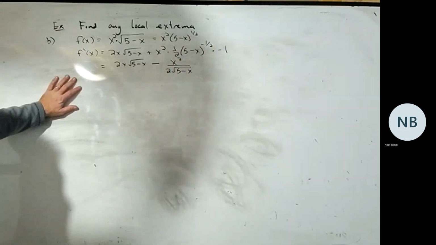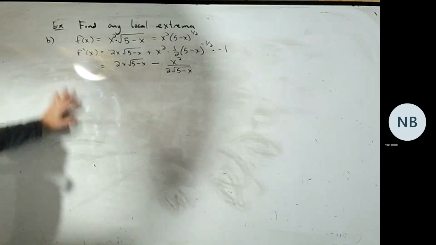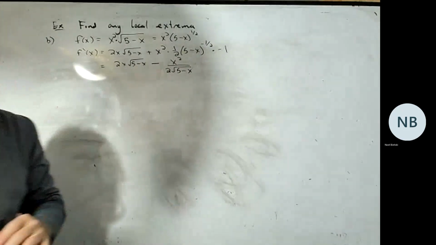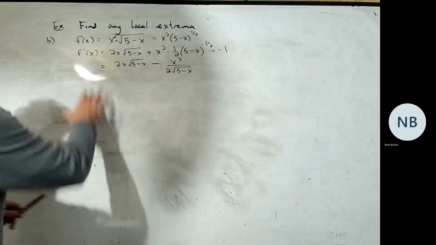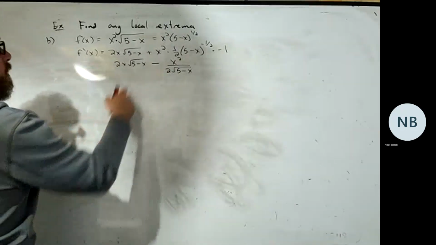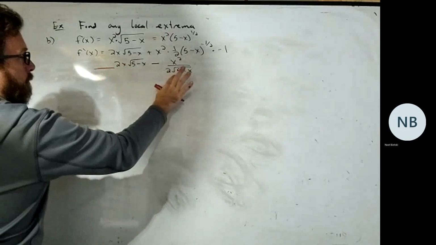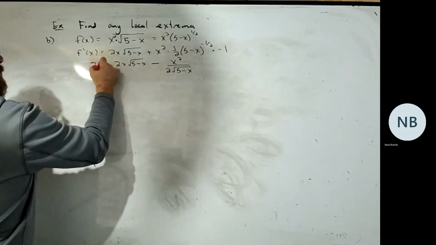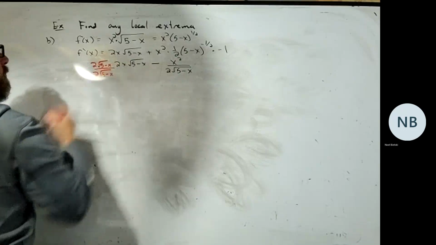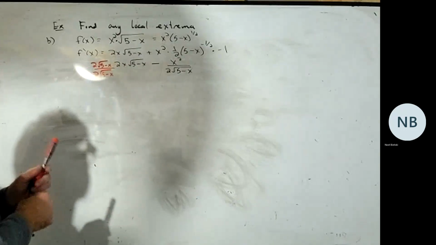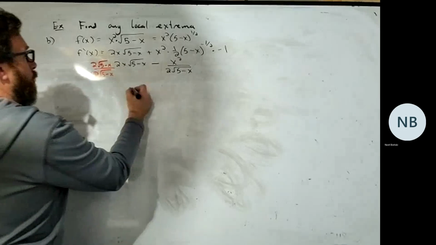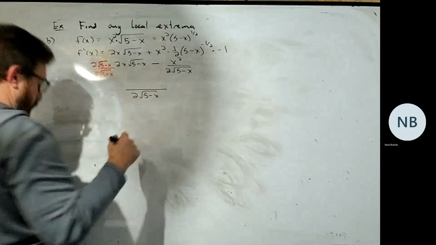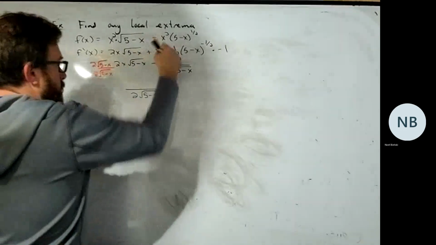I know I can figure out where it's equal to 0, but remember, it's also where it's undefined. It'll be a little nicer if we combine these two fractions, and the way you combine them is by getting common denominators. I want the bottom to be 2 root 5 minus x, so I'm going to have to multiply the top by 2 root 5 minus x. Now we have that common denominator of 2 root 5 minus x.